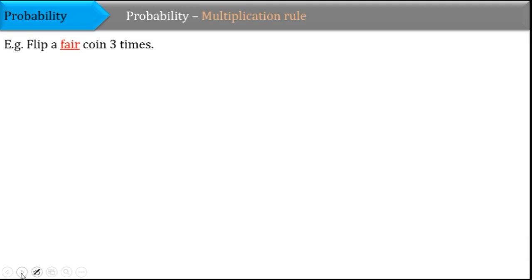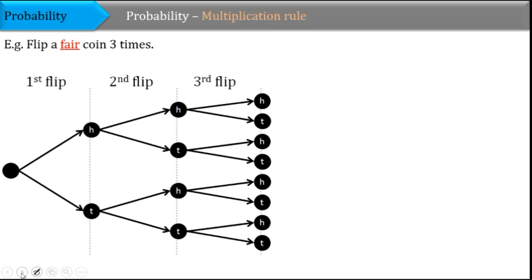Right, now the next section looks at the multiplication rule for probability. Now this should ring a bell because we've already looked at the multiplication rule for counting techniques, and this is very much the same. Right, let's consider flipping a coin 3 times, and then this is the outcome that we'll have.